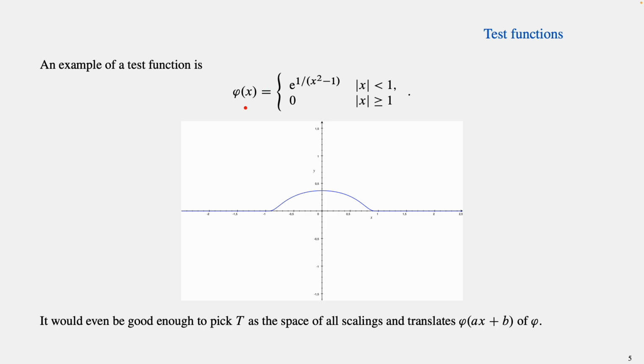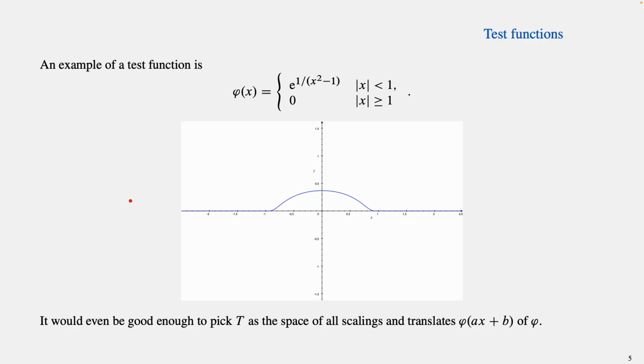So this phi of x is defined to be e to the power of 1 divided by x squared minus 1 when the absolute value of x is less than 1. And outside of this interval minus 1 to 1, it is defined to be 0. So it looks something like this. It's practically 0 everywhere except for a little bump here between plus and minus 1.